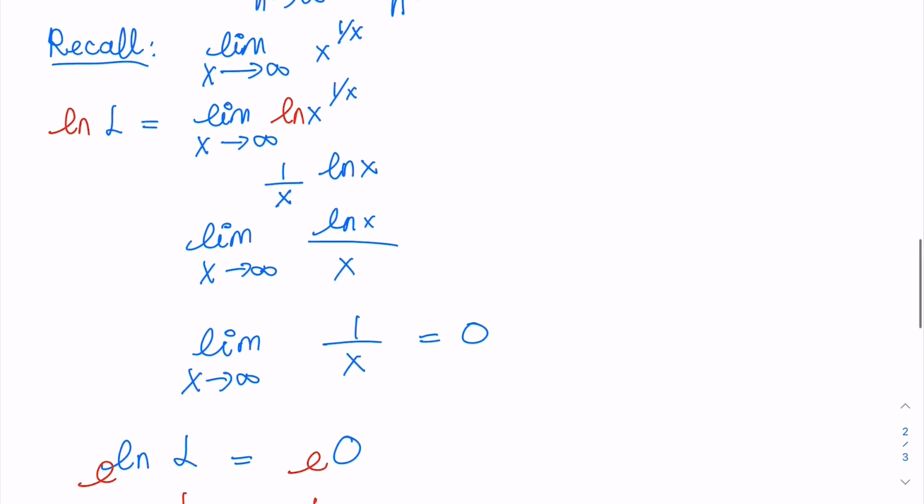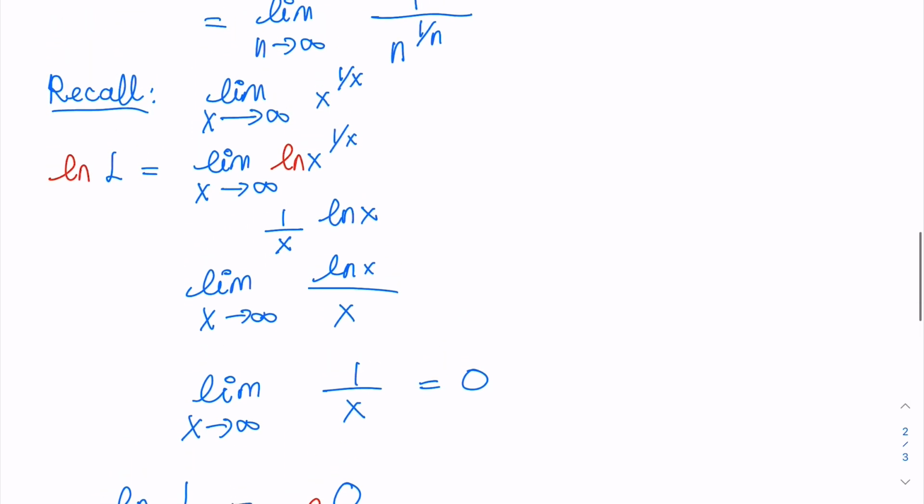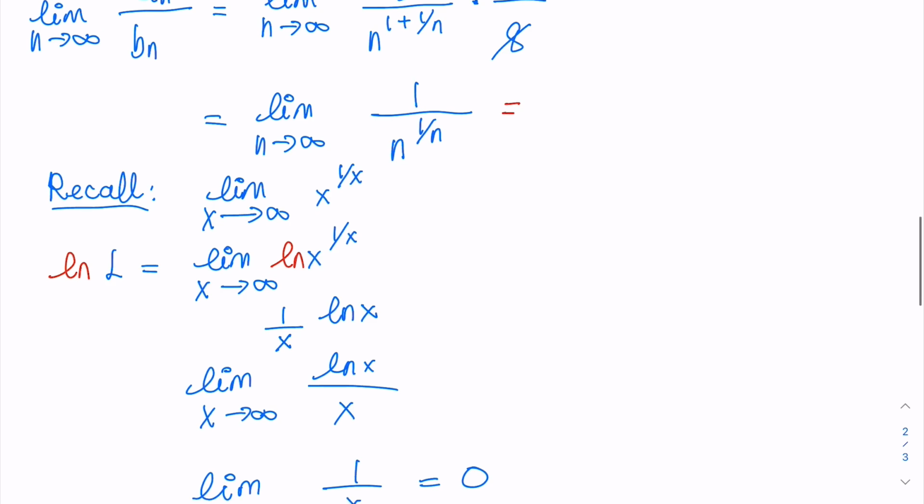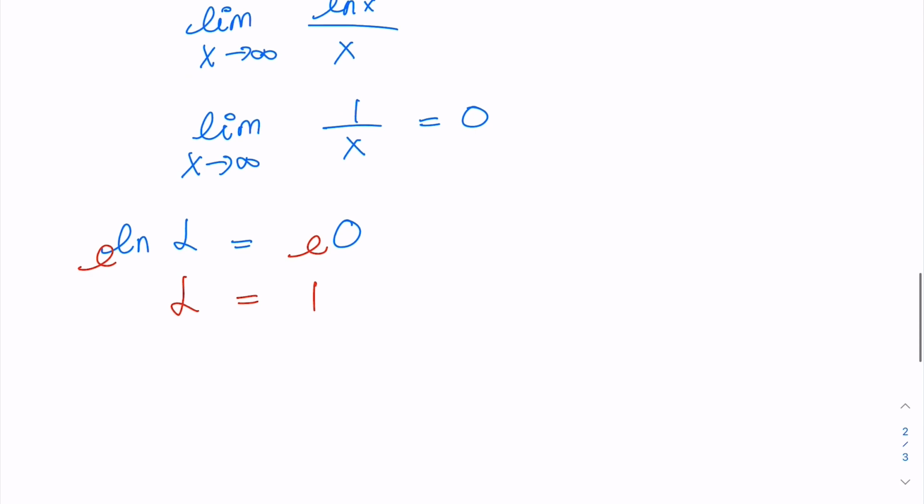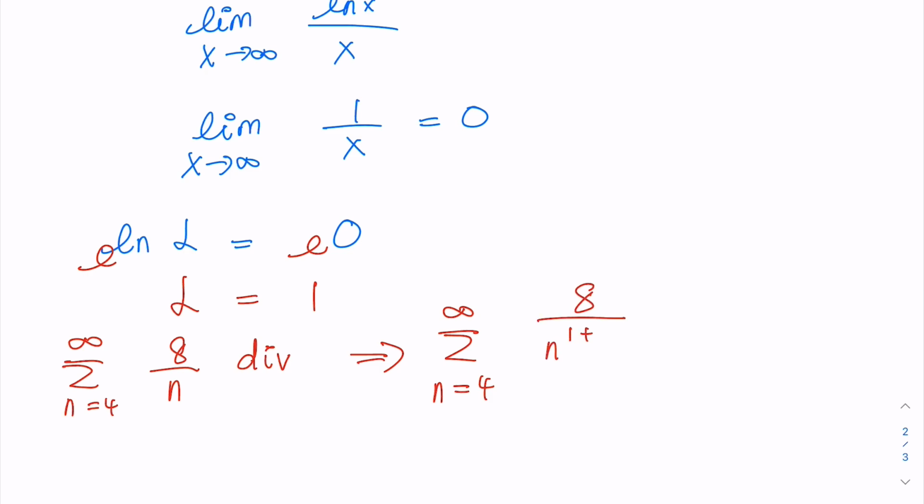So going back to our original problem, we know that this limit is going to be 1. Therefore, we know our series diverges because b sub n, this series right here, is divergent. This is the harmonic series. So our a sub n, this series, has to be divergent as well.